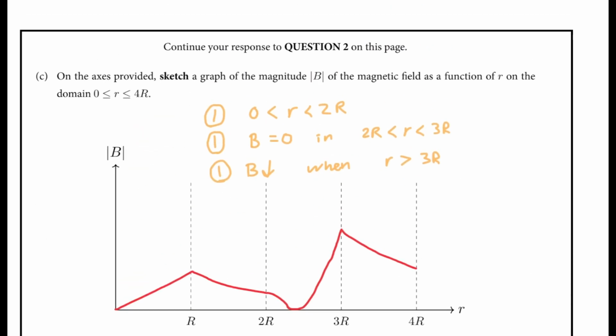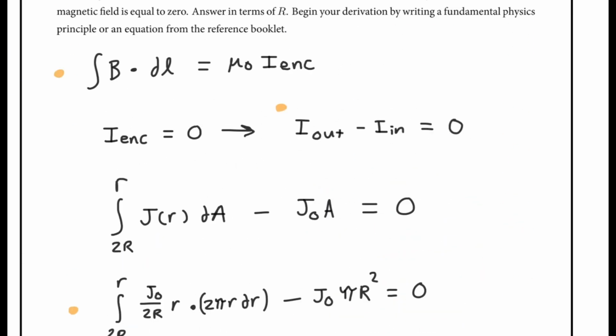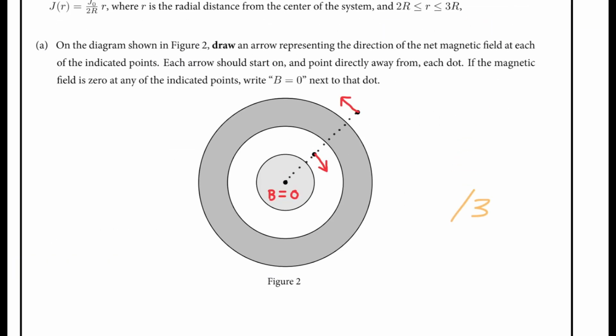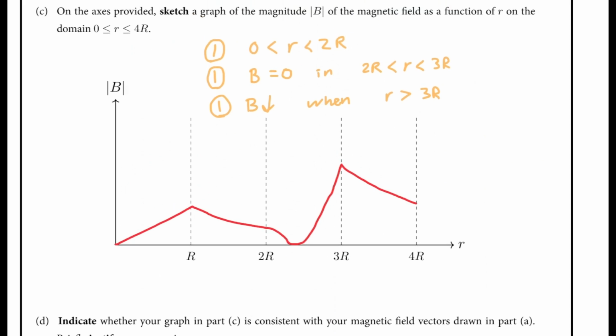Then we have to indicate whether our graph is consistent with our field vectors. So we said that there's no field in the center. Then the field flips direction somewhere between the cavity and the outside. And do we see that? Well, yeah, we do, right? I have 0 field at the center. Then my field is non-zero. Then my field hits 0 and comes back up, which is reflecting that.